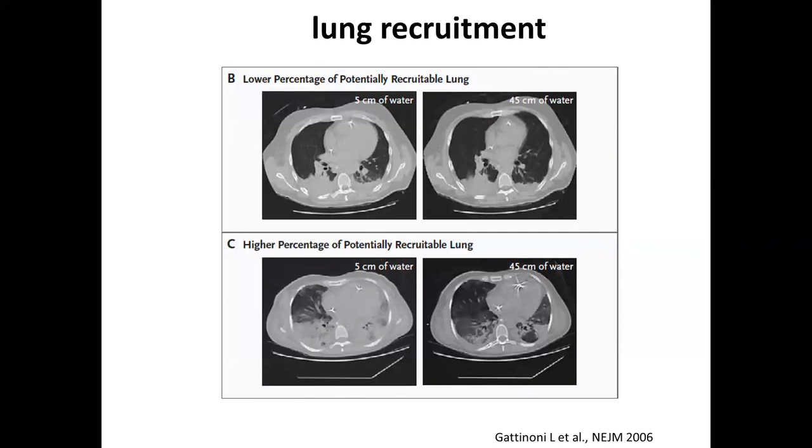This has been studied by Luciano Gattinoni a number of years ago, in a nice physiologic study published in the New England Journal of Medicine. It took a large case series of patients with ARDS and did a CT with PEEP of 5 centimeters of water, and then increased the PEEP to 45 and did another CT. This was able to differentiate patients with a large percentage of potentially recruitable lung, as you can see here, from those with a lower percentage.